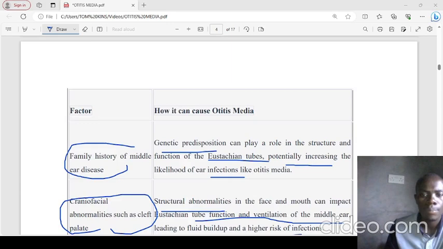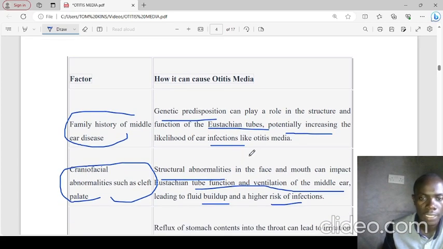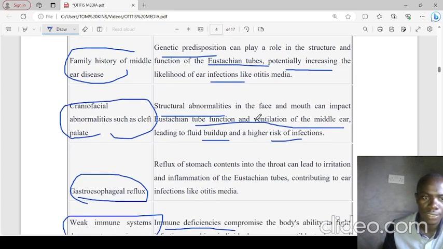Next, we have family history of middle ear disease. So genetic predisposition can play a significant role in the structure and function of the eustachian tube. This potentially increases the likelihood of ear infections like otitis media.